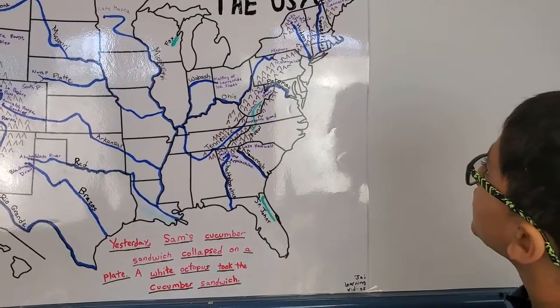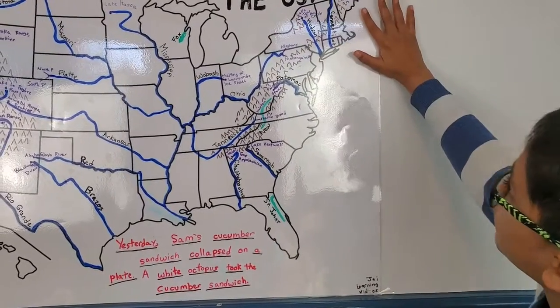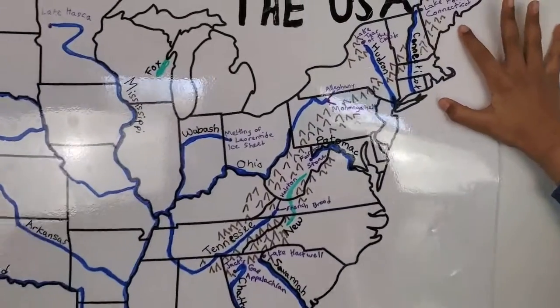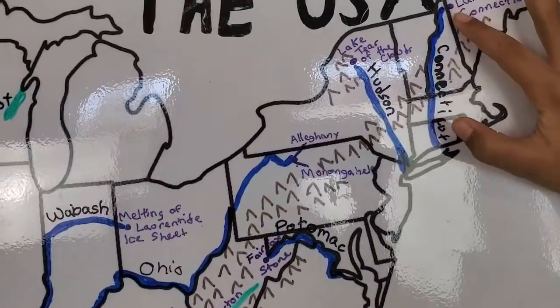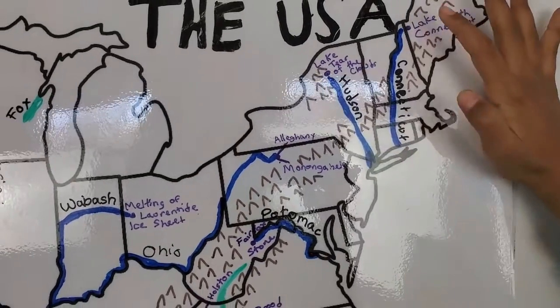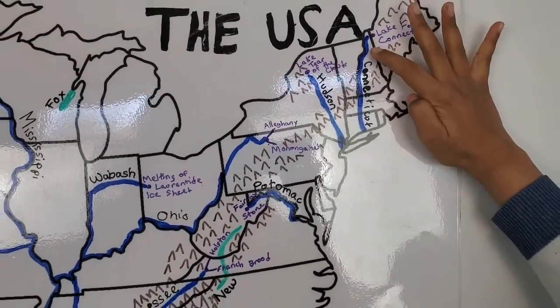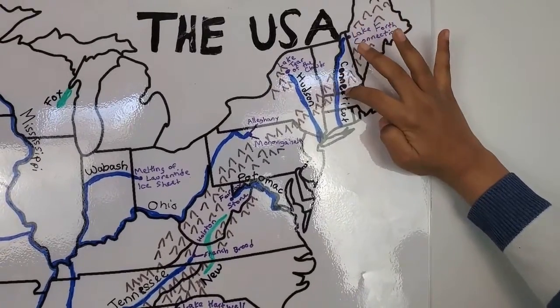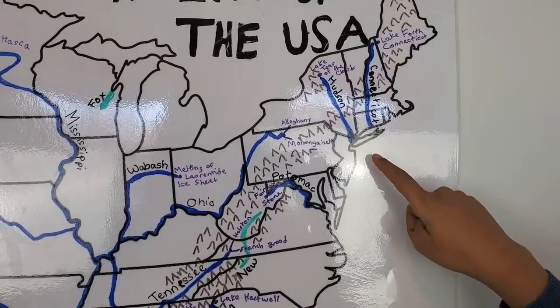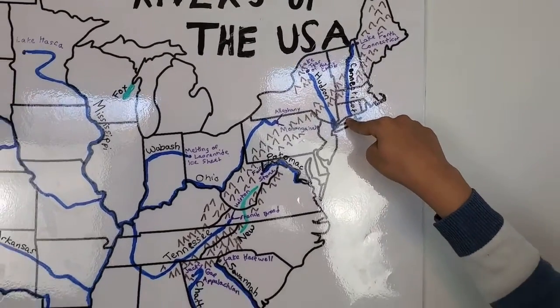Next, there's the Connecticut River. It's formed in Lake Fort, Connecticut in New Hampshire, then flows through a tiny bit of New Hampshire, forms a natural border of New Hampshire and Vermont, flows through Massachusetts and then Connecticut, and then empties out in Long Island Sound.